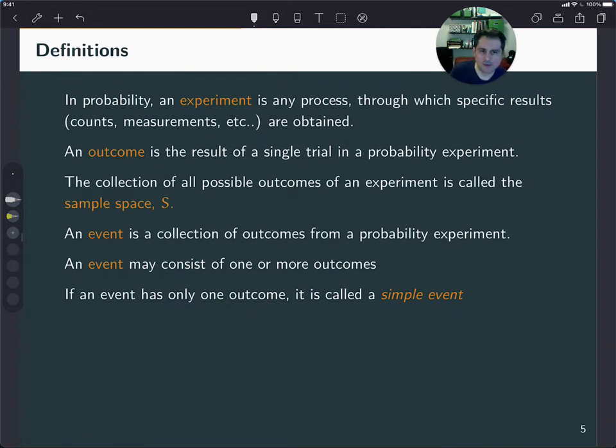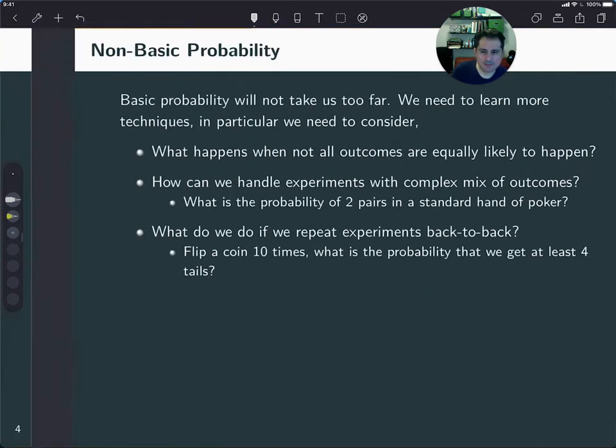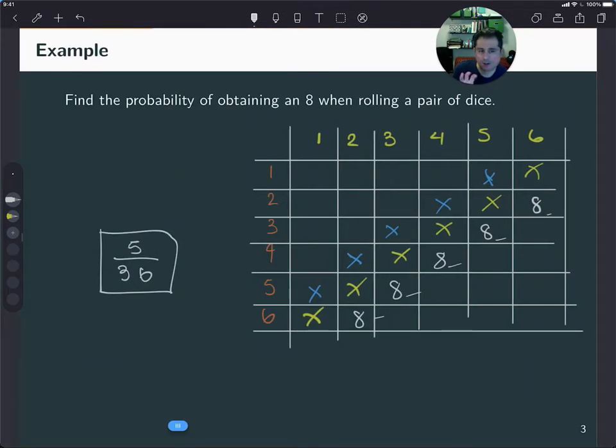Okay, now some definitions of probability. We already used a few of these, but this is the language we're going to use when we talk about probability. An experiment is just anything we're talking about for which specific results are obtained. It could be flipping a coin, rolling a die, selecting a person at random from a group of people, anything like that. An outcome is a result of a single trial of a probability experiment. I select one person from a group, or I flip a coin. It could be flip a coin 3 times. That's an experiment. The collection of all possible outcomes is called the sample space. For example, in this example here, my sample space was all possible ways, represented by those 36 squares in my grid.